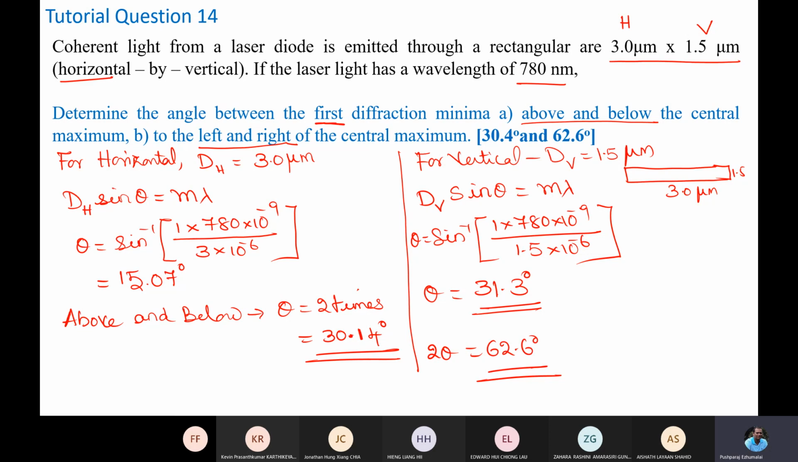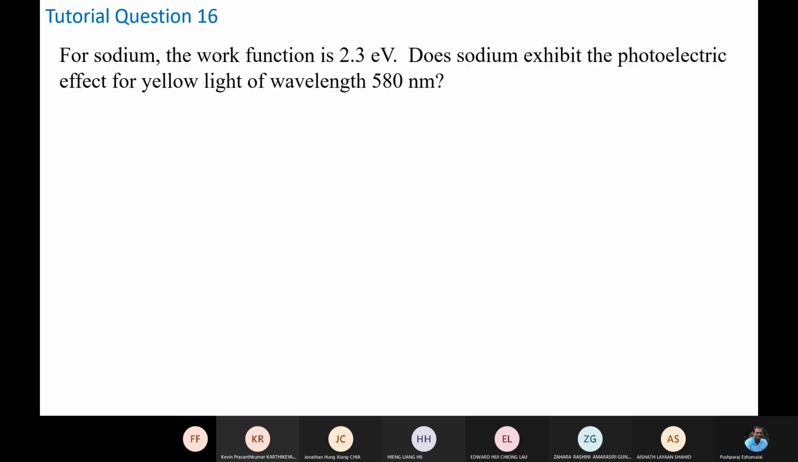62.6 degrees. Pretty straightforward. So that's all about the diffraction. Now comes the photoelectric effect. For sodium, the work function is 2.3 electron volt. Does sodium exhibit the photoelectric effect for yellow light of wavelength 580? We need to check it.